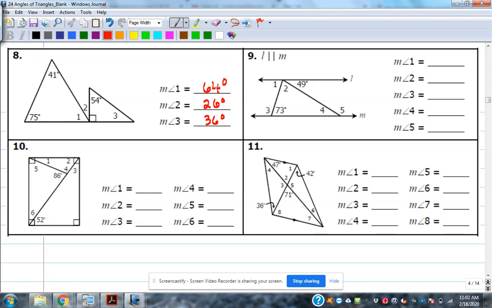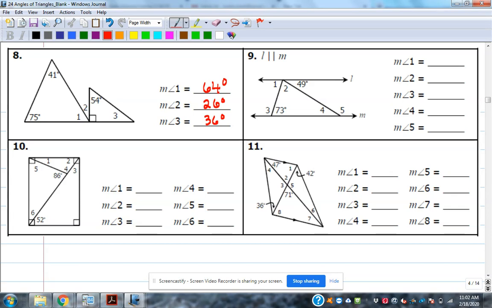So they said angle 2 you can get, because we know this is 90 degrees, so 1 and 2 together ought to be 90 degrees, right? Because that's got to be 180 because it's on the straight line. So we get that.